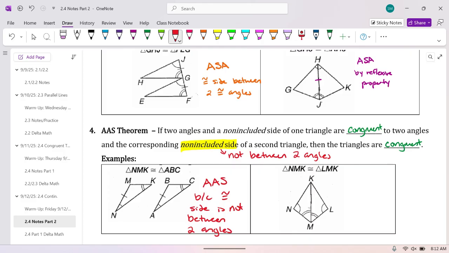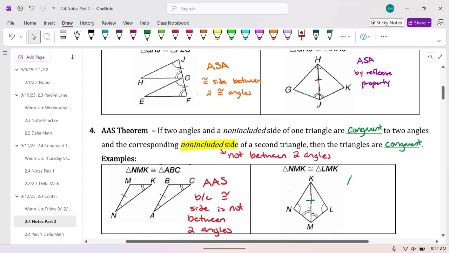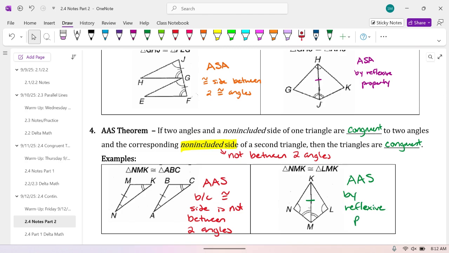And the last example, again, it's angle, angle, side because of the reflexive property. Again, it shares that side, so we can say it's angle, angle, side. So it's angle, angle, side by the reflexive property. Because if they share a side, we can assume that it is congruent to itself. Any questions on angle, angle, side?